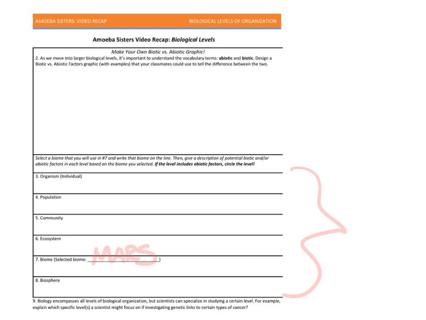Based on the biome that I chose, you now have to answer 3, 4, 5, 6, and 8 as to what items, biotic and abiotic, go into those categories. When you're done, you'll submit this to the assignment Biological Levels of Organization.